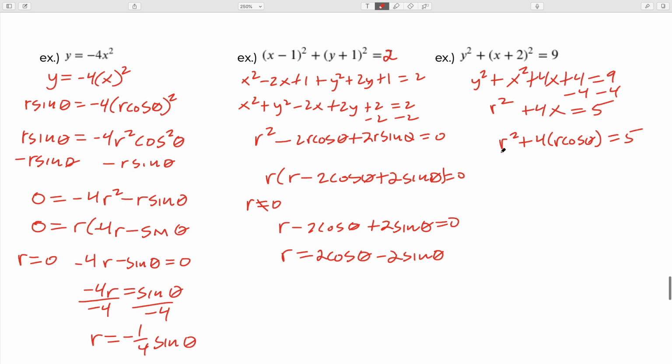Now here, again, there's really not much that we can simply do. You could factor out the r, but that's not equal to 0, so it's not really going to simplify anything. So we're just going to leave this answer as r squared plus 4r cosine of theta is equal to 5. There's really not much we can do now to further simplify this.